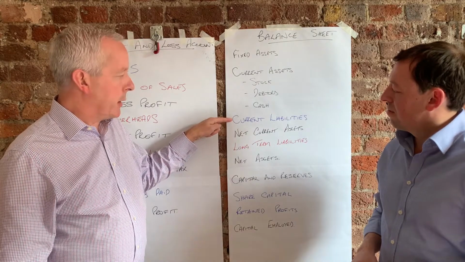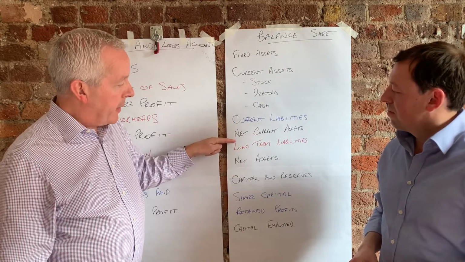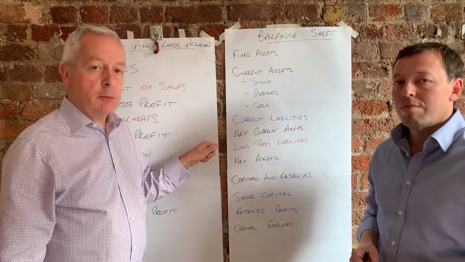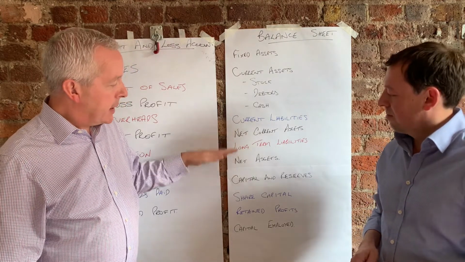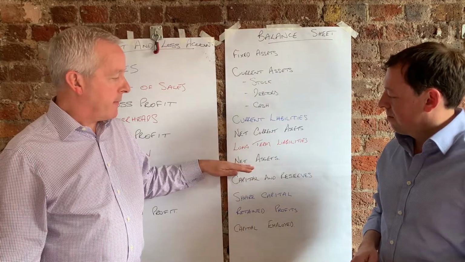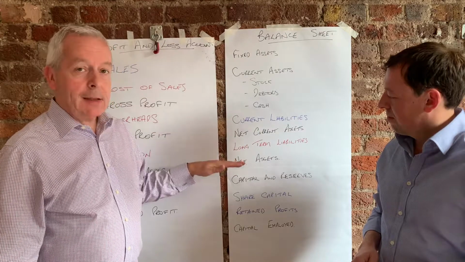to start applying pressure. Then from that, you have your long-term liabilities, which will be things like loans and maybe HP agreements and things like that. Take that away, gives you the net assets. And that's the end of the first half of the balance sheet. But a balance sheet must balance.